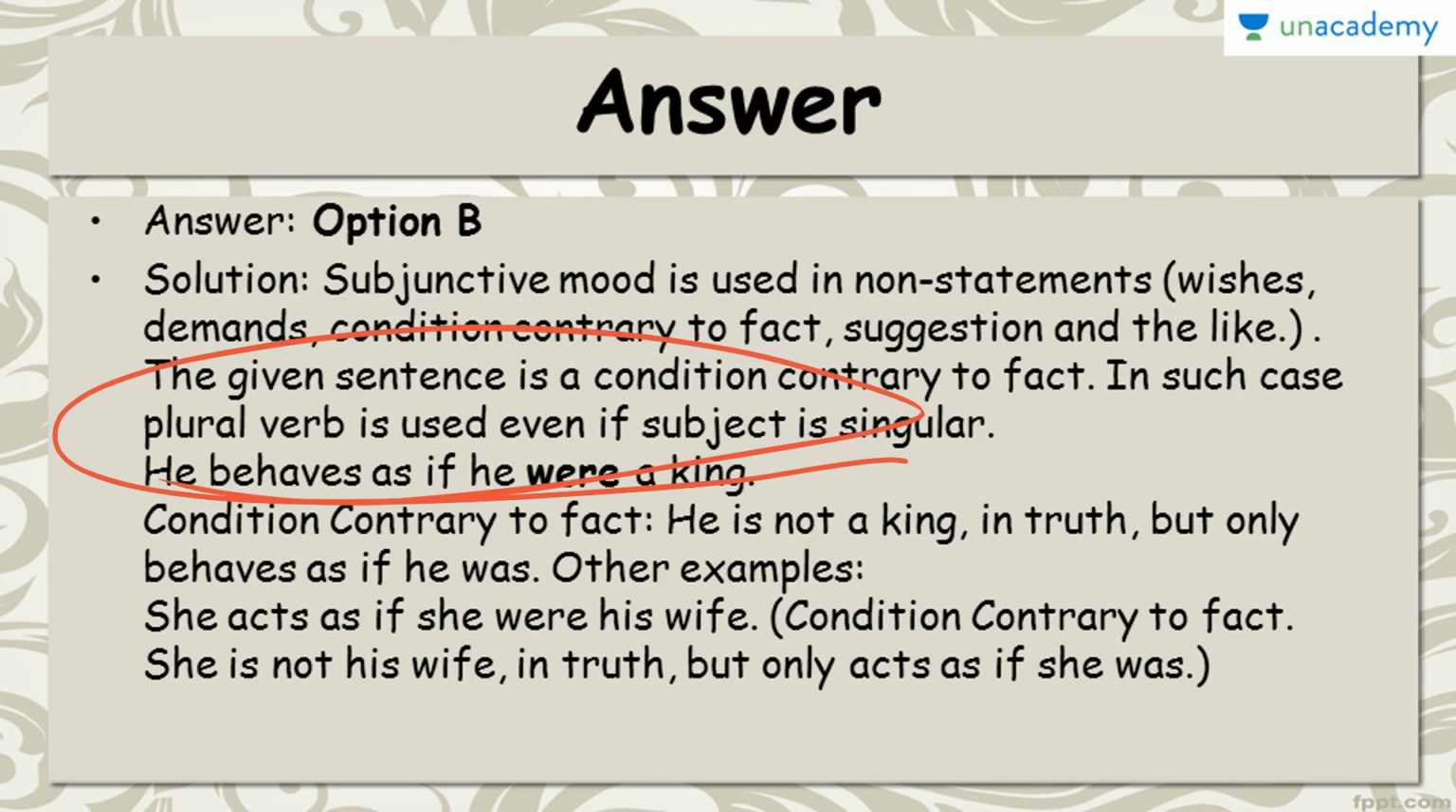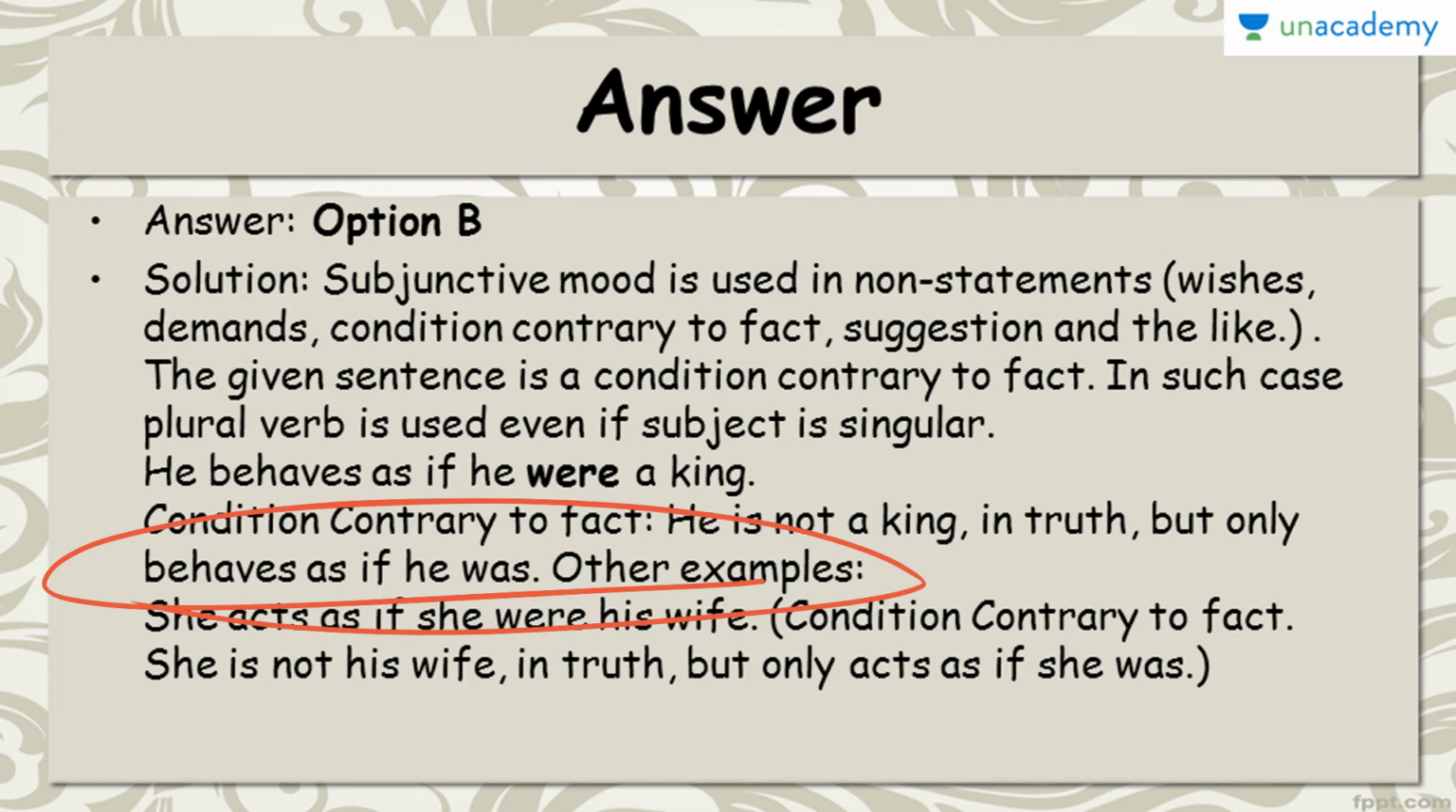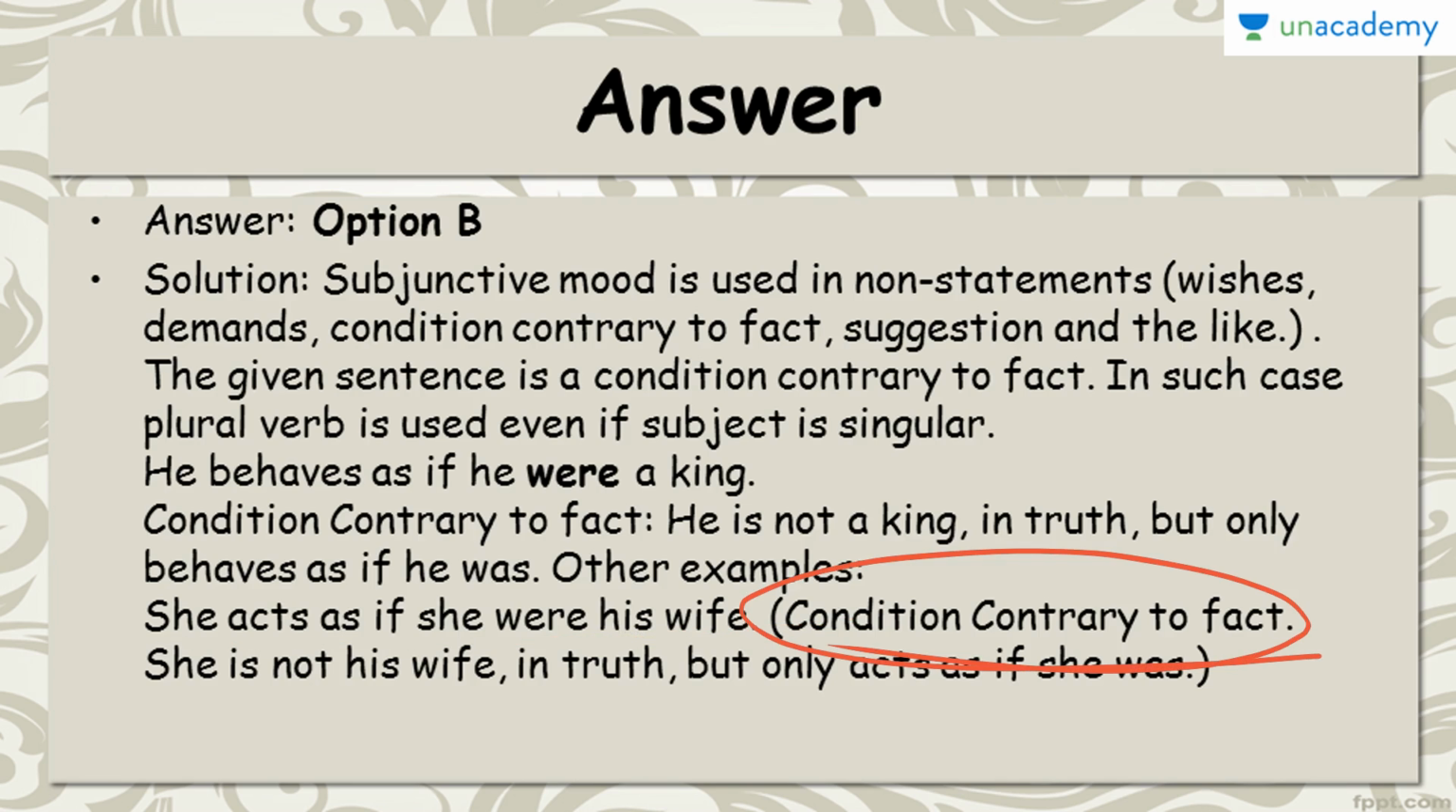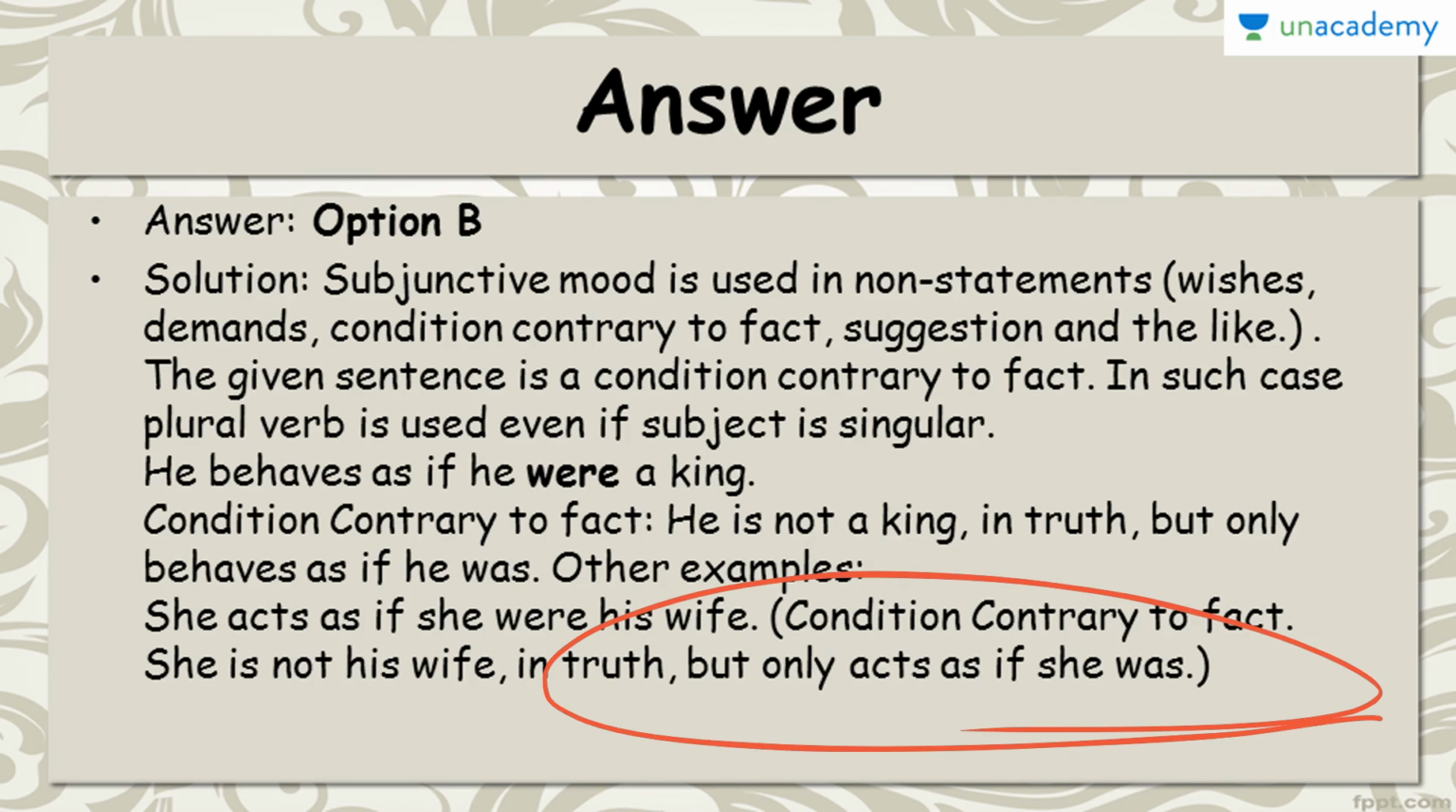I wish I were a princess. Condition contrary to the fact, like he is not a king in truth, but only he behaves as if he was. The other examples are also like that. She acts as if she were his wife. This is a condition contrary to the fact. She's not his wife in truth, but she only acts as if she was. So therefore, we have said she acts as if she were his wife.